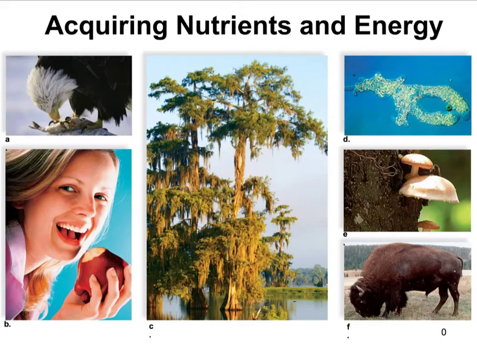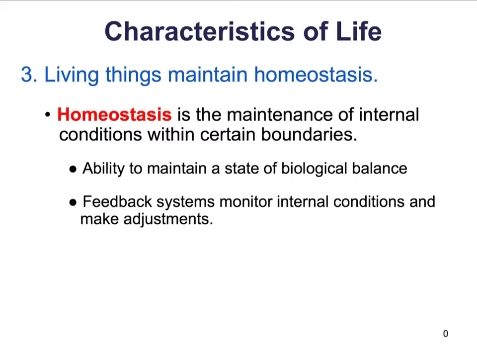That's how they keep sustaining themselves and going on. Now the third characteristic that we look at is that living things need to maintain homeostasis. Homeostasis is the maintenance of internal conditions within certain boundaries. So the ability to maintain a state of biological balance is homeostasis. You're not going outside those boundaries.